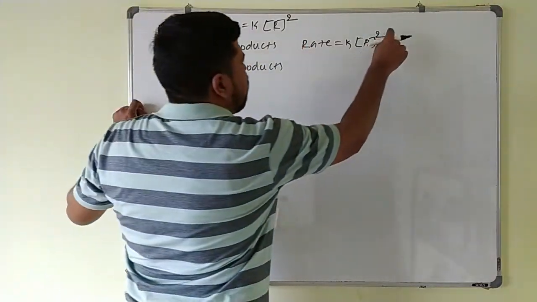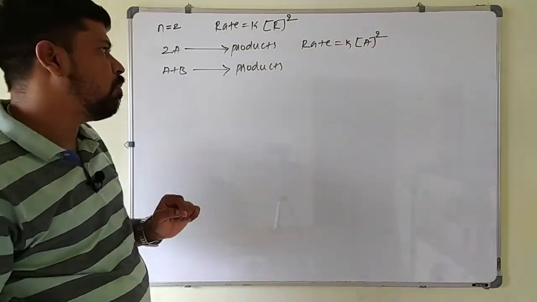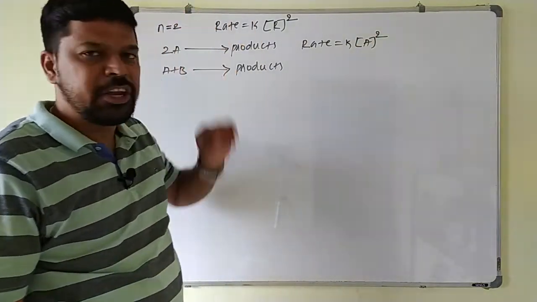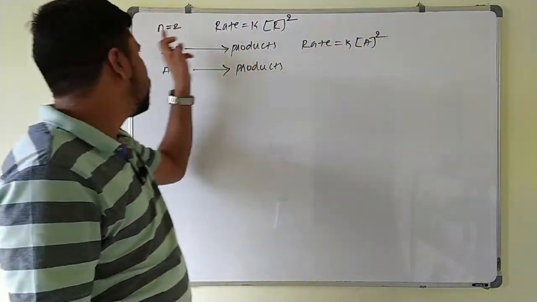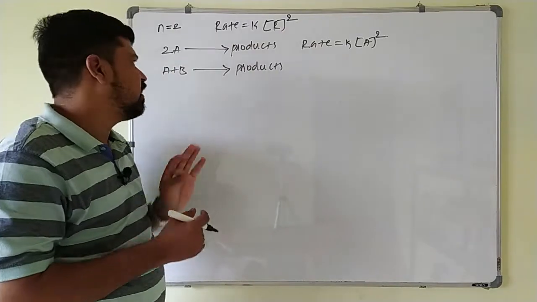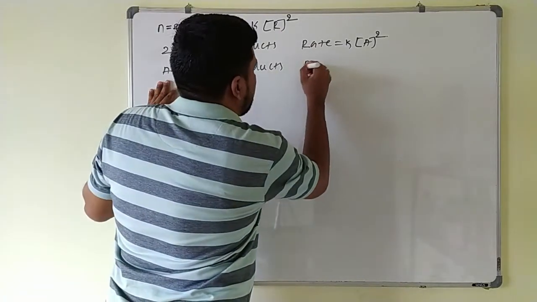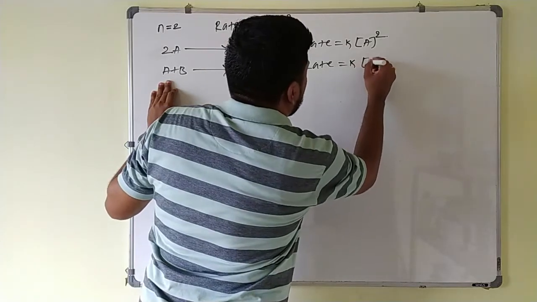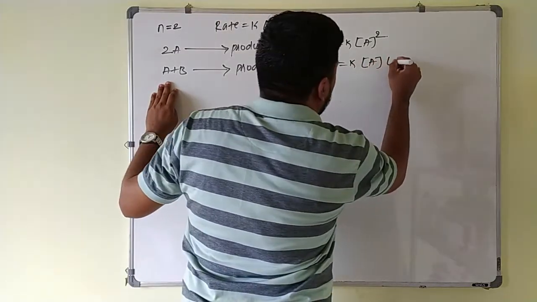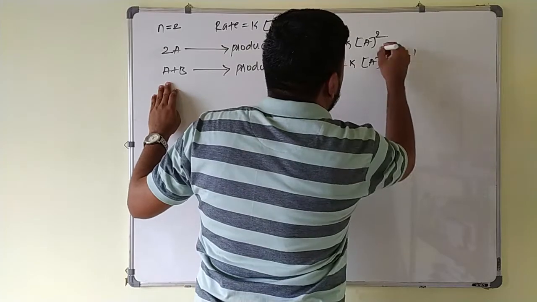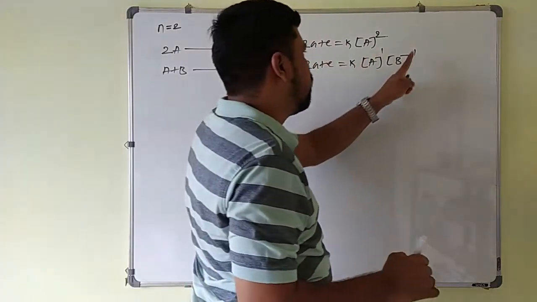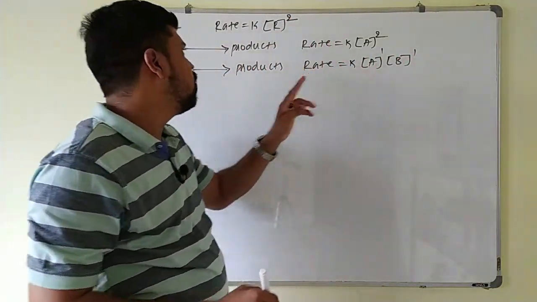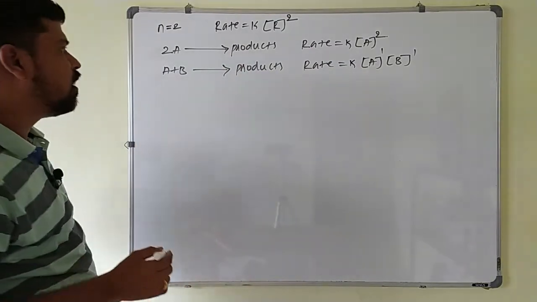So here this 2 is an experimentally obtained value. This is not equal to the stoichiometric coefficient, but in this case it is coinciding with the stoichiometric coefficient. That's it. So here also rate of the reaction is equal to K into molar concentration of A, molar concentration of B. Power will be equal to what? This also 1 and this also 1. The total sum will be 2 here. Again it will be second order reaction.